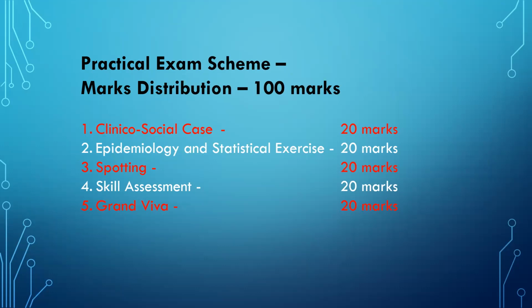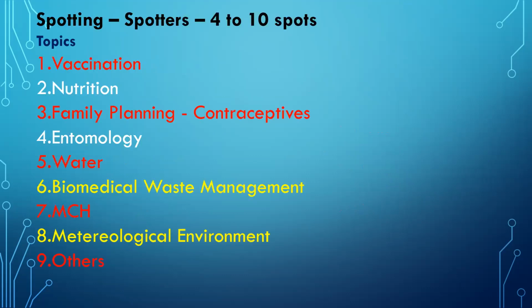So there are a total of 100 marks allotted for the community medicine practical exam, and the marks distribution as per NMC and MUHS is clinical social case 20 marks, epidemiology and statistical exercise 20 marks, spotting 20 marks, skill assessment 20 marks, and grand viva 20 marks. So this section deals with spotting or spotters. There may be 4 to 10 spots kept, of 5 to 2 marks each.